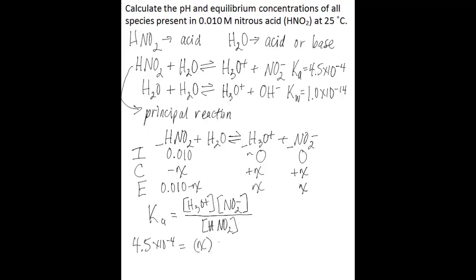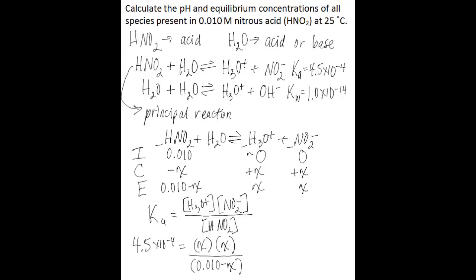hydronium ion concentration, which we designated as X in our ice table, multiplied by the nitrite ion concentration as designated in the ice table, and then divide that by the nitrous acid concentration, which is 0.010 minus X in our ice table. So now we need to use this equation to solve for X.